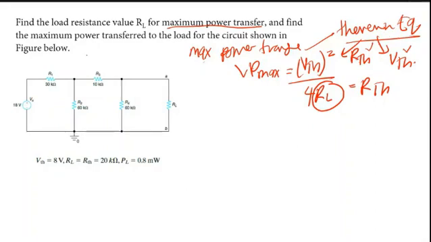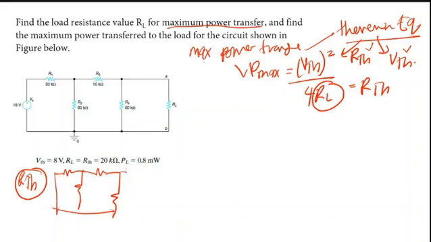Okay. So for this one, first you calculate for RTH. How to calculate your RTH is that you need to eliminate this power. When you eliminate the power, you will have this, and then here is your terminals A and B. So you can find the RTH, which is equal to this RL.